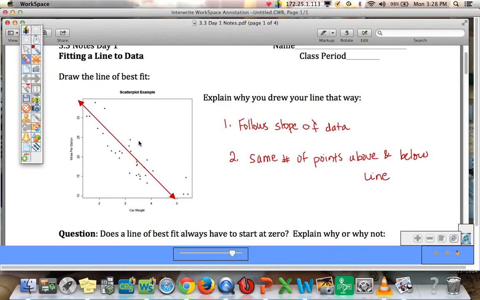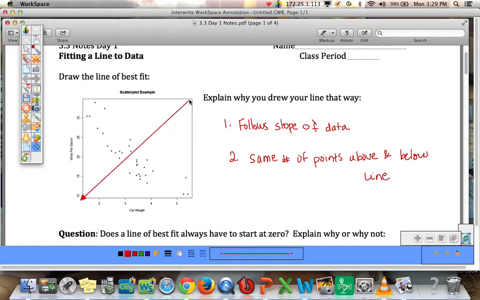Now one common thing that people like to do, two common things actually, is they'll draw a line that looks like this. They'll want to start it at 0 and they might not follow the slope. Now this would not be a good line of best fit because it doesn't follow the data, and again a lot of people want to make it start at 0, but your line of best fit doesn't necessarily have to start at 0.